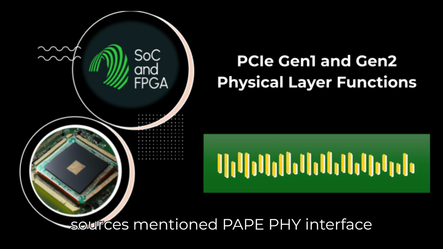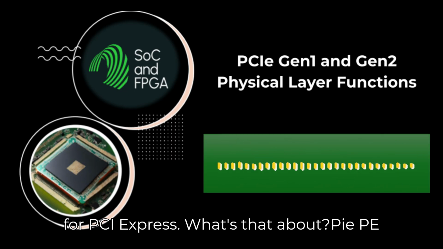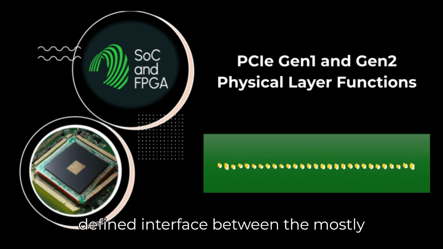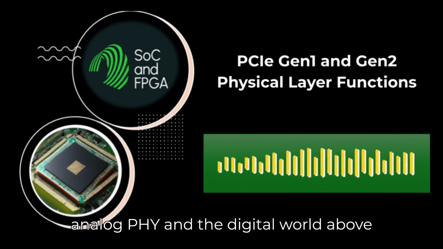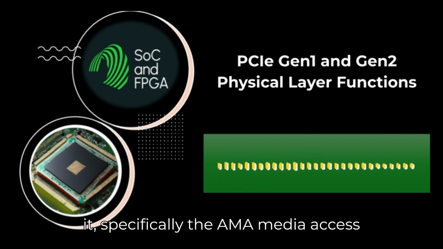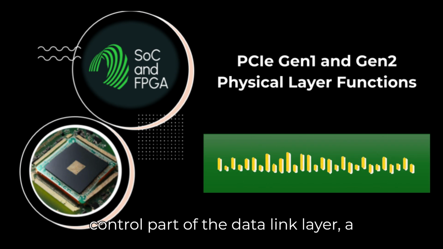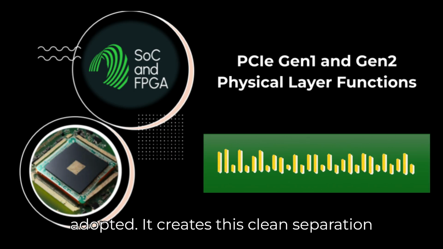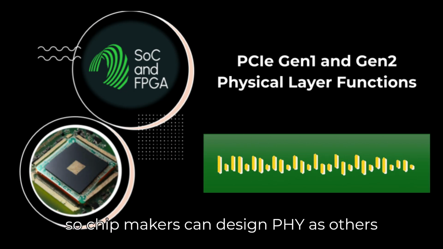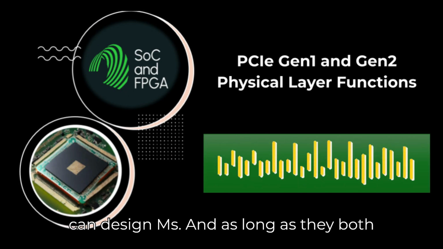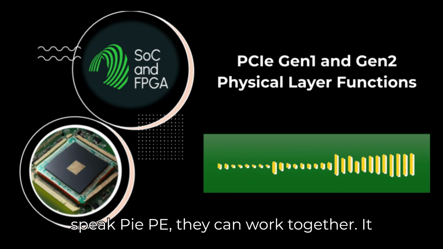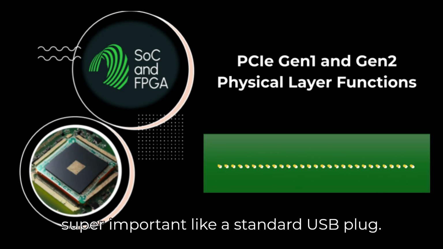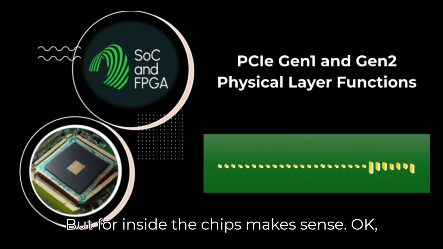And the sources mentioned PIPE, PHY Interface for PCI Express. What's that about? PIPE is basically a standard agreement, a defined interface between the mostly analog PHY and the digital world above it, specifically the MAC, media access control, part of the data link layer. A standard handshake point. Exactly. Intel originally defined it, but it got widely adopted. It creates this clean separation, so chip makers can design PHYs, others can design MACs, and as long as they both speak PIPE, they can work together. It allows for modularity, interoperability, super important. Like a standard USB plug, but for inside the chips.